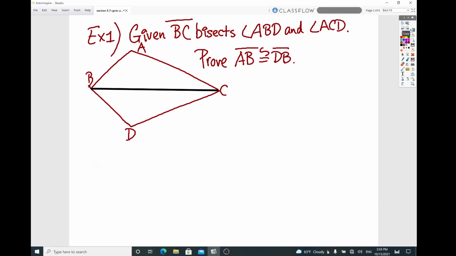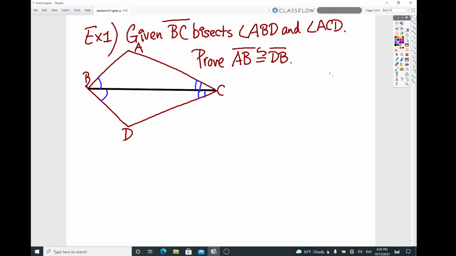Given that segment BC bisects angle ABD and angle ACD, you want to prove that segment AB is congruent to segment DB. We do know that BC bisects angle ABD, so angle ABC must be congruent to angle DBC. Also, angle ACD is bisected, so angles ACB and DCB must be congruent. And one thing we notice is that BC is what those two triangles share in common.